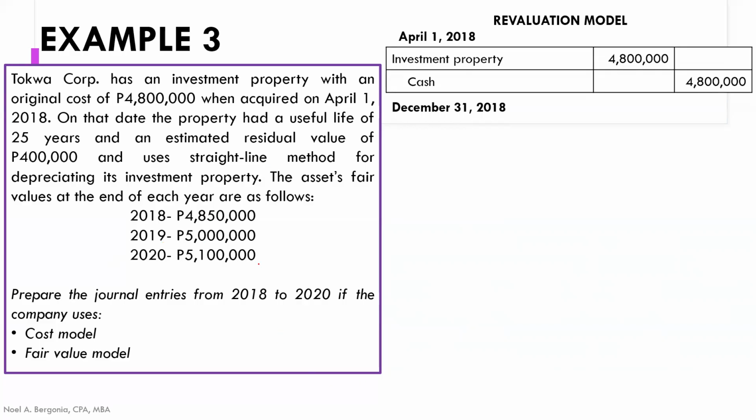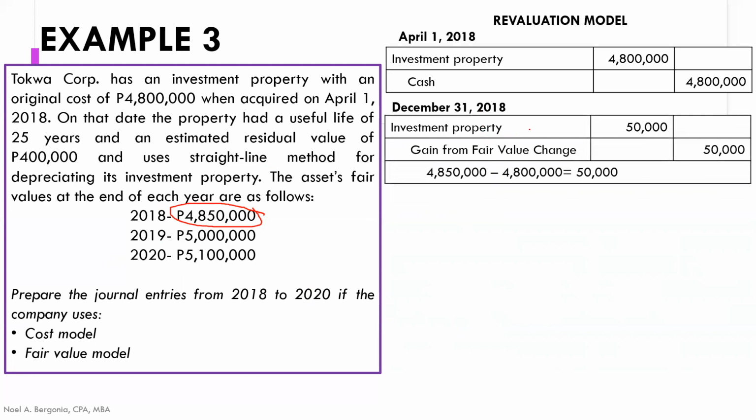So for 2018, as mentioned, we have a fair value of 4,850,000. Okay, so our gain on change is 50,000. So debit investment property, 50,000, and credit gain on fair value change or fair value gain. As long as it is a profit or loss account, the title can vary. So 50,000, again, that's coming from the original cost of 4,800,000 less the current fair value at the end of 2018 of 4,850,000.